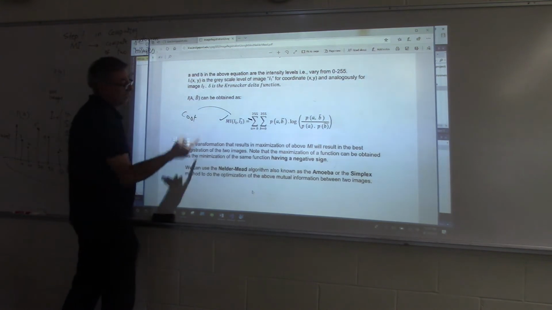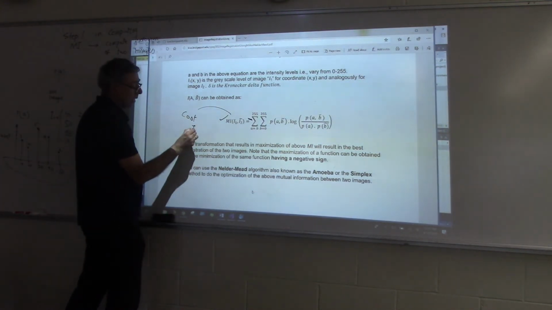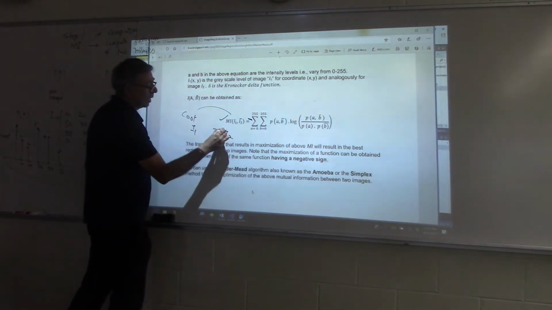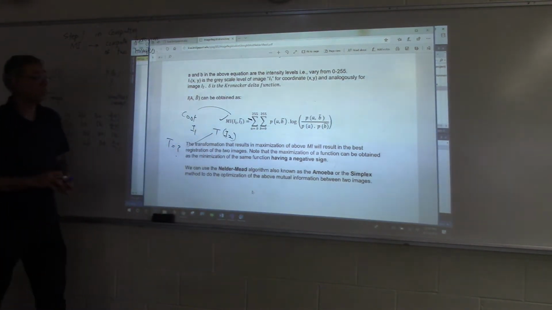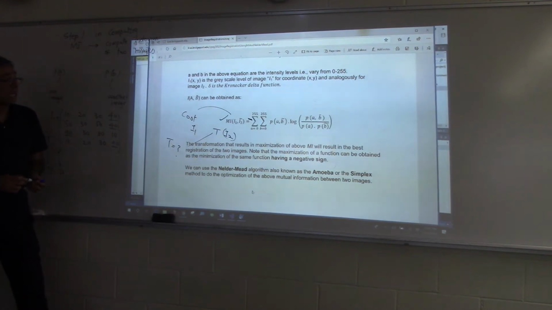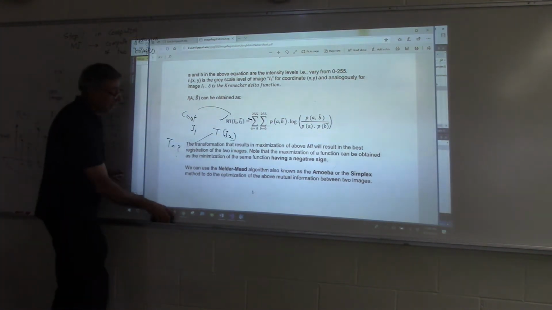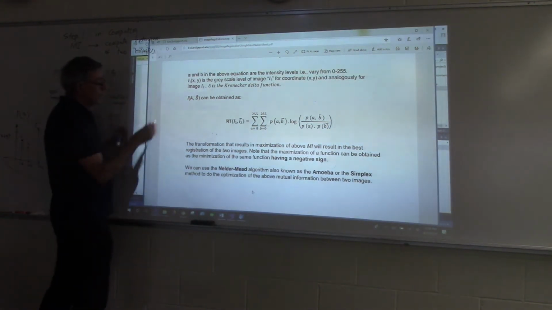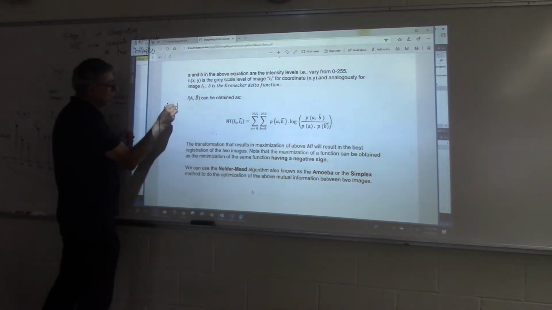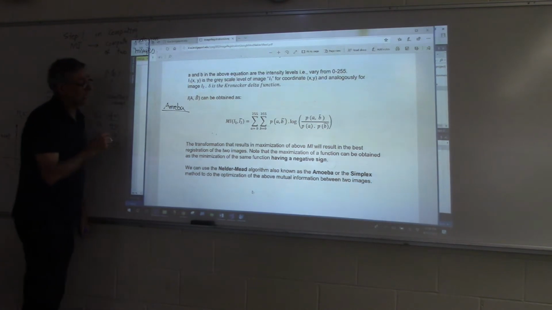And we want to minimize this cost by applying transformation to I2. So the question is, what is the transformation which will result in the lowest negative of the mutual information? And this is where the amoeba algorithm comes into play. Okay, so the amoeba algorithm is fairly straightforward to understand.